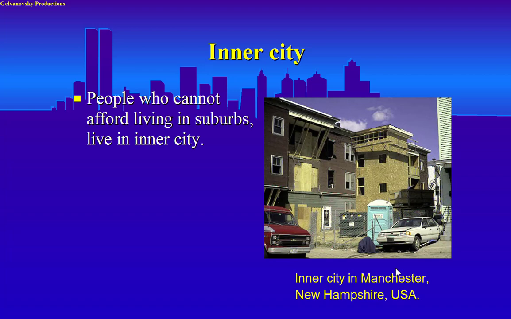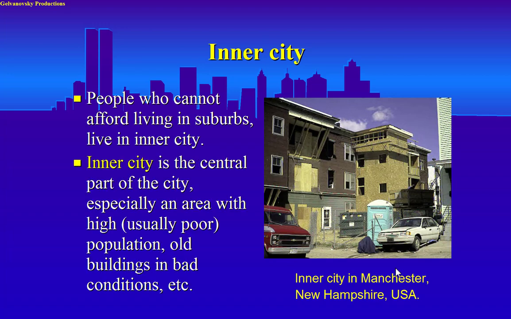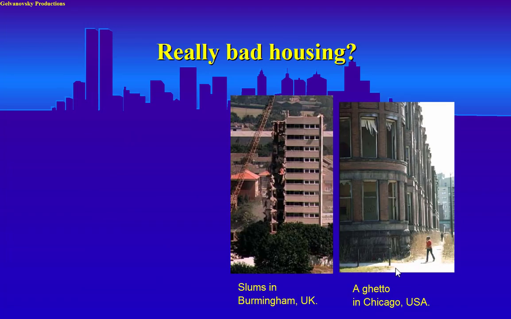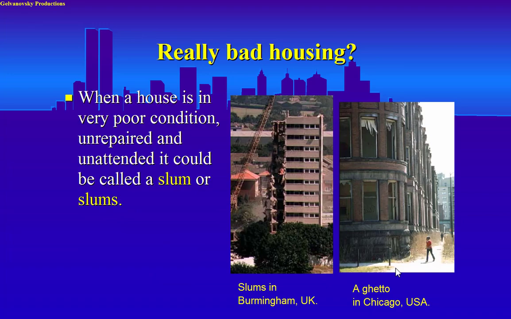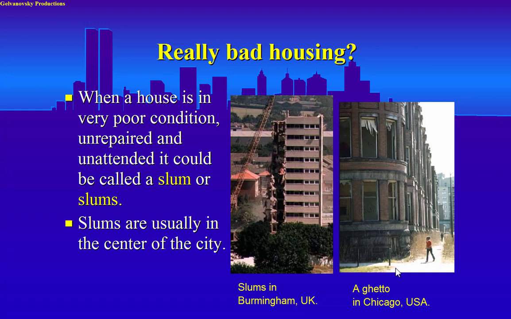People who cannot afford living in the suburbs live in the inner city. Inner city is a central part of the city, especially an area with a high and usually poor population, old buildings in bad conditions, etc. When a house is in a very poor condition, unrepaired and unattended, it could be called a slum or slums. Slums are usually in the center of the city, and could also be called a ghetto.